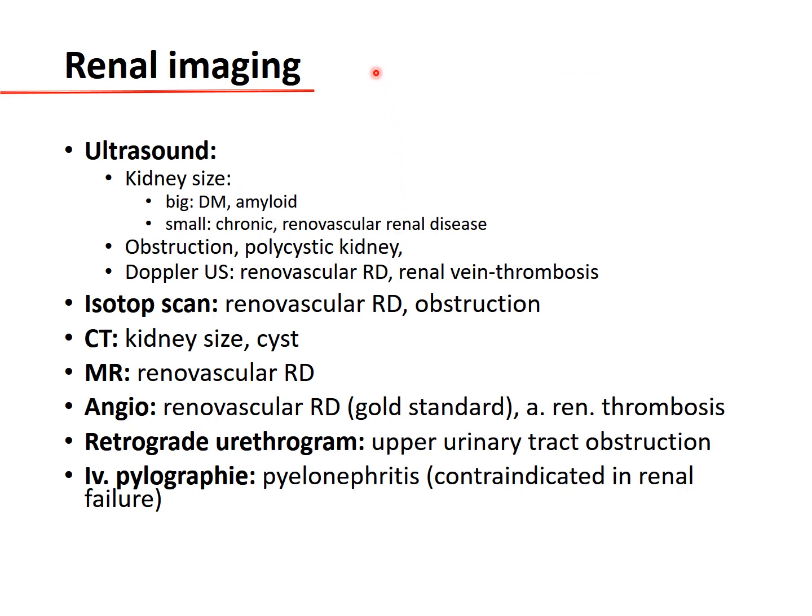We could use renal imaging techniques such as ultrasound, where the size of the kidney can be indicative. For example, a big one can indicate diabetes mellitus or amyloidosis. A small one, a chronic or renovascular renal disease. Obstruction, polycystic kidney. Doppler ultrasound can be used for renovascular renal diseases or renal vein thrombosis. Isotope scan for renovascular renal diseases, obstruction. But you have to know that if somebody has decreased renal function, the isotope is not safe to use.